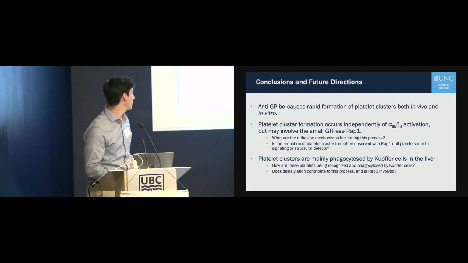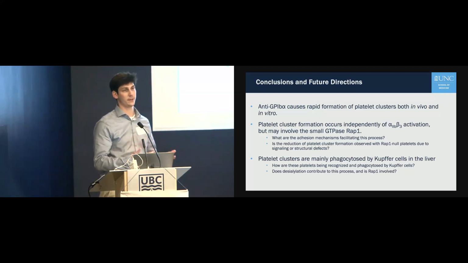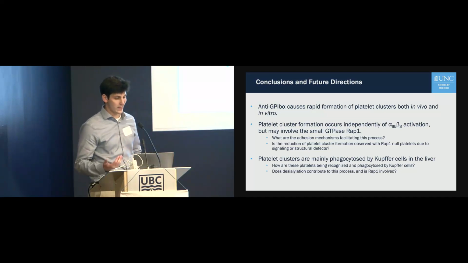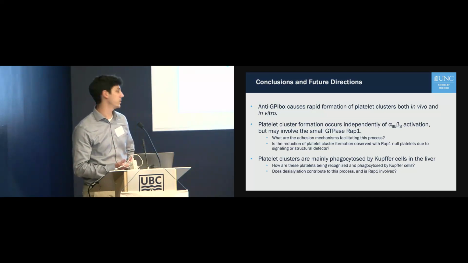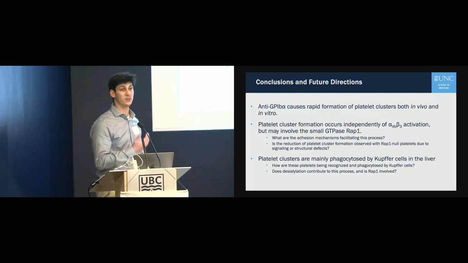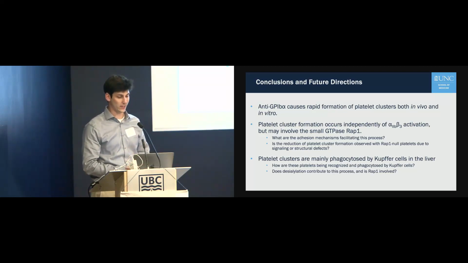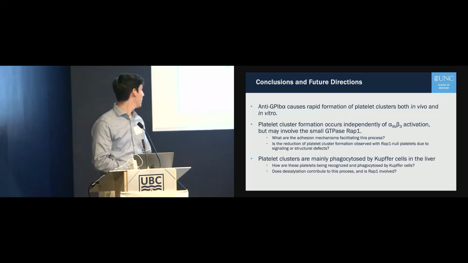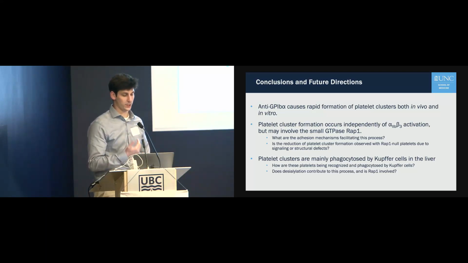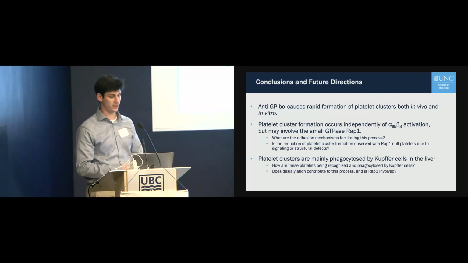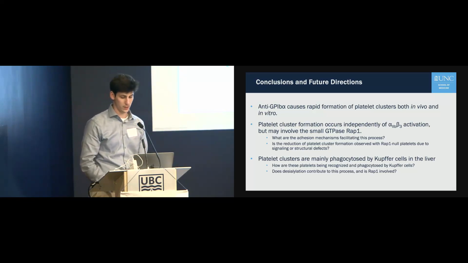So I'd like to further investigate how these platelets are actually sticking together if it's not through these beta-3 integrins. And also, is the reduction in platelet clustering just due to an increase in platelet size, which is seen in these RAP1 null platelets, or is this actually a signaling defect that is occurring? And lastly, I'd like to know how these platelet clusters are phagocytosed by Kupffer cells. There is some literature suggesting that changes in surface sugar structures on platelets are involved in this, but I'd also like to know if RAP1 is contributing to this process as well.